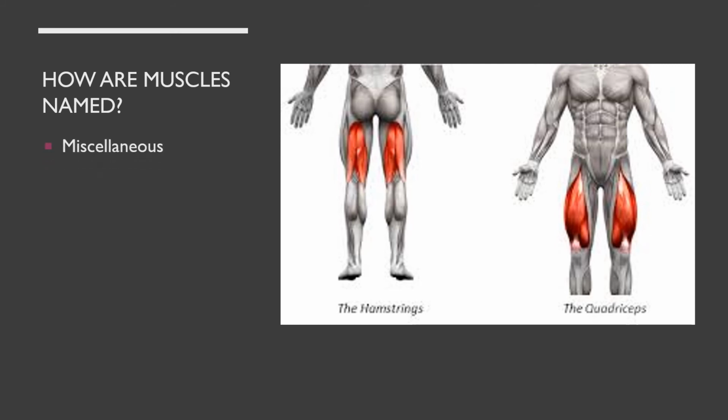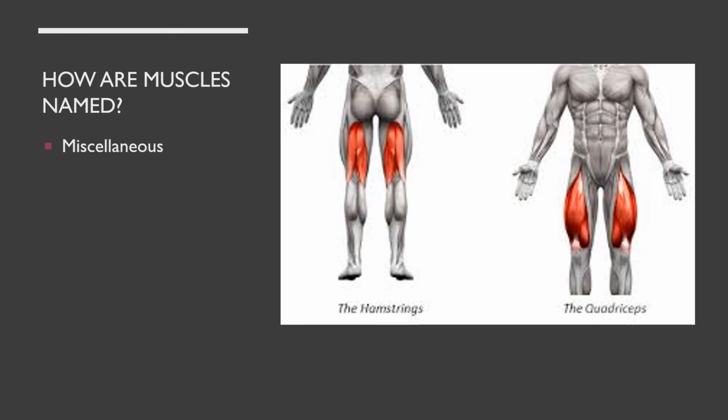Now, there are some miscellaneous ways that we name muscles, okay? One of them that we name for a miscellaneous reason is the hamstrings. The hamstrings are these muscles that are on the backs of your upper legs, attached to the femur and to the tibia.